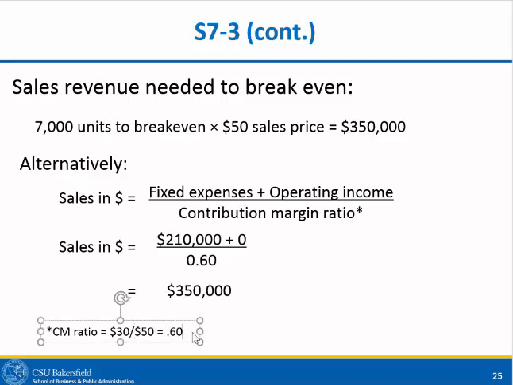So once again, the formula I'm using is contribution margin per unit divided by selling price. $30 divided by $50, you get 60%. So the final result is 210,000 divided by 60%, which is 350,000. So therefore, you can see the consistency here. You can either use the break-even in units multiplied by the selling price to get the break-even revenues, or you can use the contribution margin ratio to find break-even revenues. So either way.